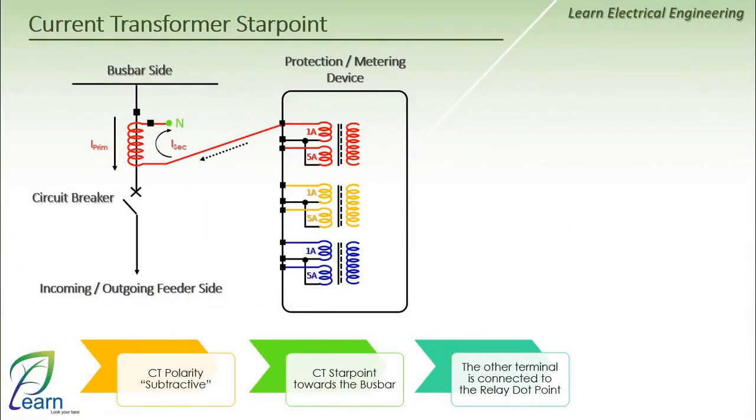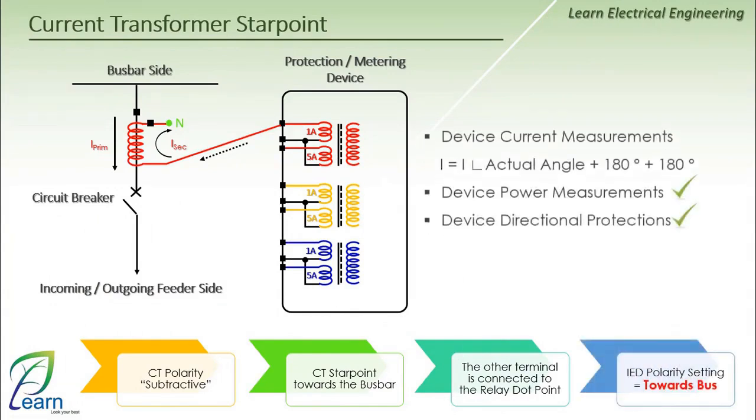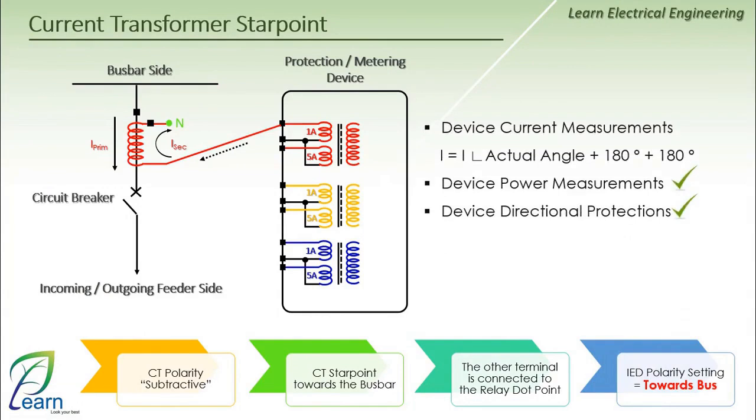So, what would the solution be? The solution is to change the polarity setting in the relay and set it towards busbar. In this case, the relay will add 180 degrees to the current angle in addition to the 180 degrees caused by the incorrect connection on the relay. Thus, it's as if I cancelled out these 180 degrees, and the resulting angle will be the actual current angle. Consequently, the power measurements will be correct and the directional protection will operate properly. This way, we have understood the topic of CT polarity and CT star point.